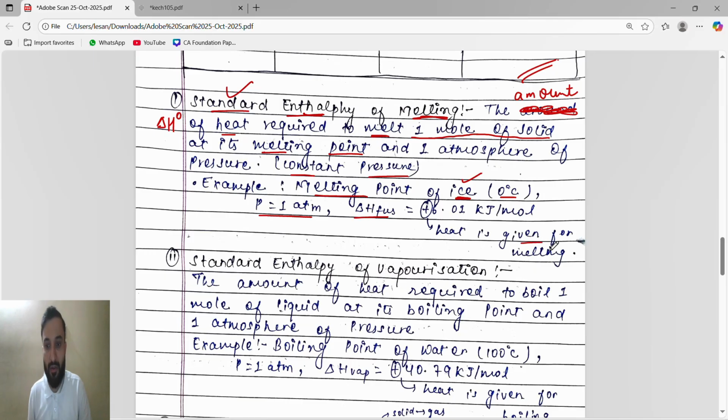Plus means heat is given for melting. If heat is given for the melting it means plus, or if heat is taken out it means minus.